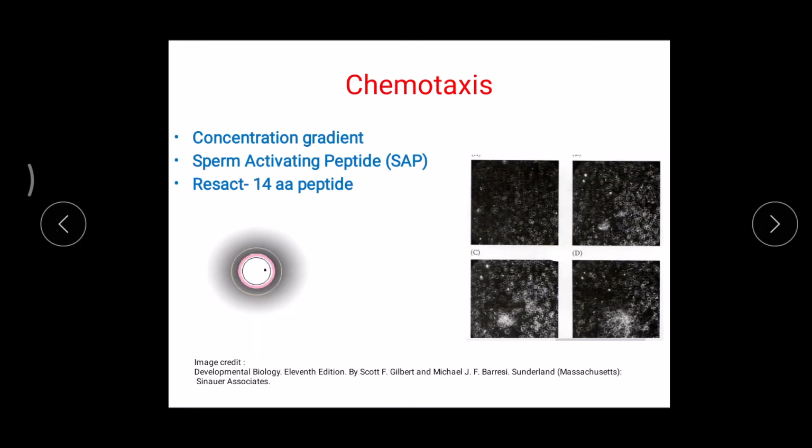Here we can see in this slide that there are spermatozoa and they applied a small amount of RESACT here. So what happened? After some time, spermatozoa aggregated toward this particular point. Here we can see more and more spermatozoa attracted toward the higher concentration of RESACT. And that is how spermatozoa are attracted toward the egg.